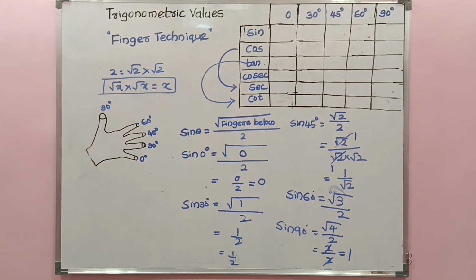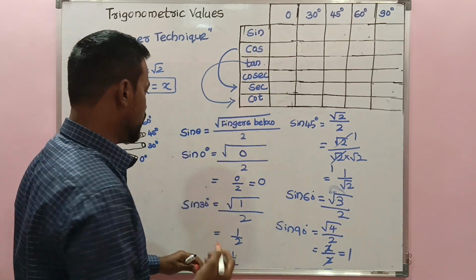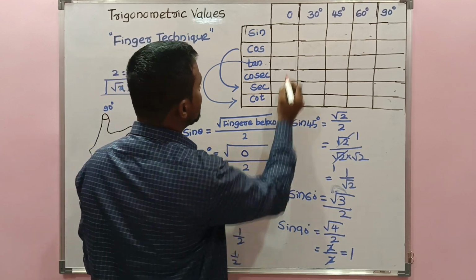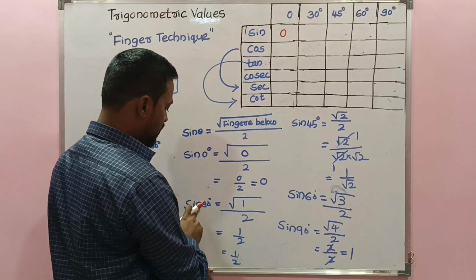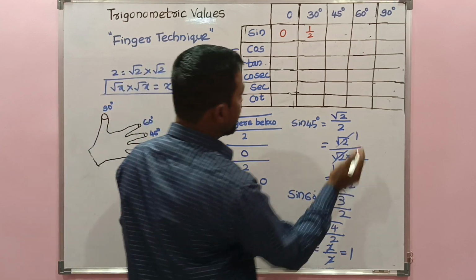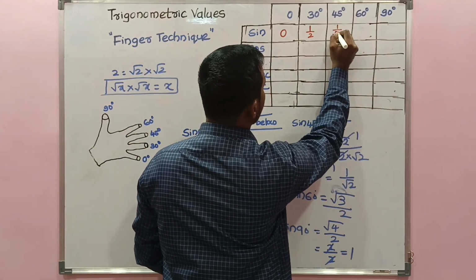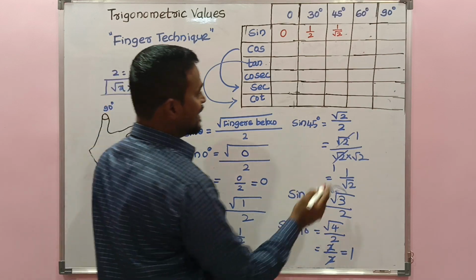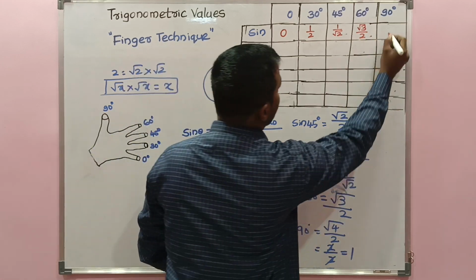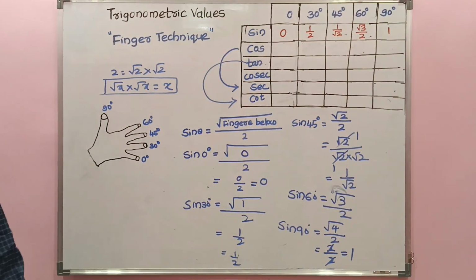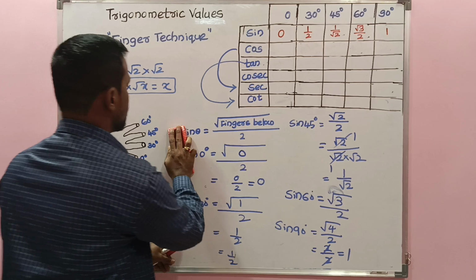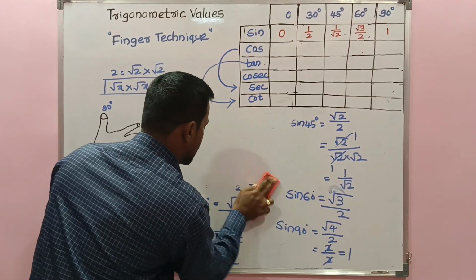So let us fill these values in the table we have already formed. So sine 0 degree is 0, sine 30 is 1 by 2, sine 45 is 1 by root 2, sine 60 is root 3 by 2, and lastly sine 90 is 1. So this is how we can find trigonometric values for sine theta, especially for standard angles.